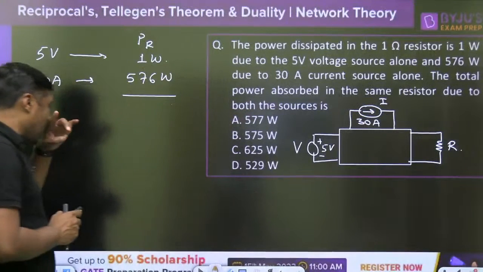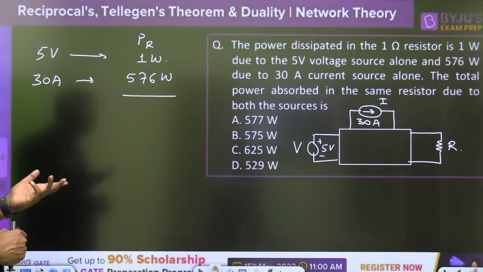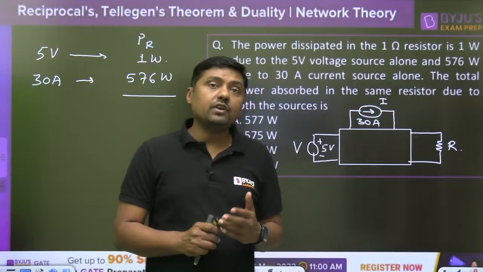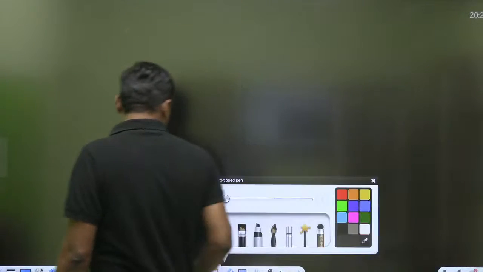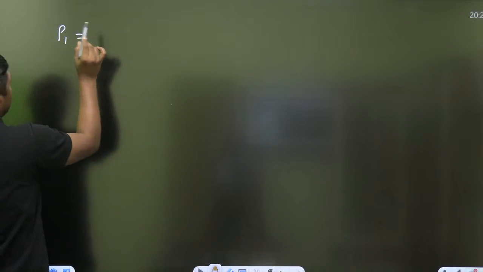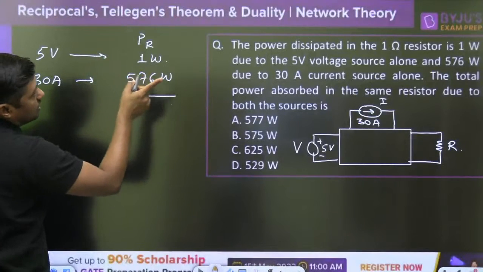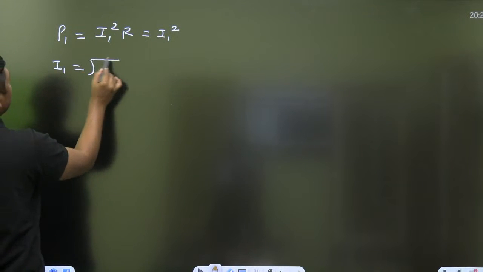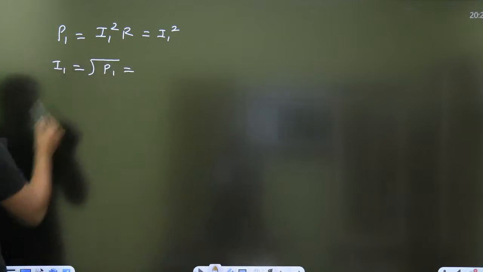Okay. Then you have a 1 ohm resistor, right? Then my dear students, you have to find the voltage or the current. Then we can add this. So what is the solution for this question? Very simple. First of all, what is the power in the first case? Everyone try to understand. It's given by I1 square into R. What is the value of R? 1 ohm. That becomes I1 square. So I1 is equal to root over P1.